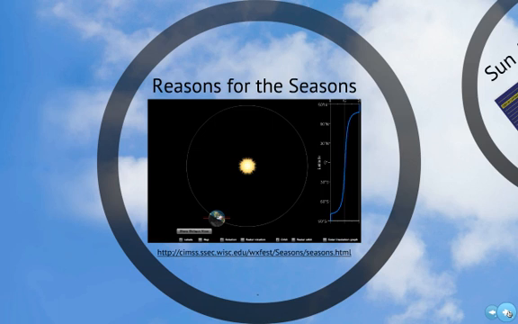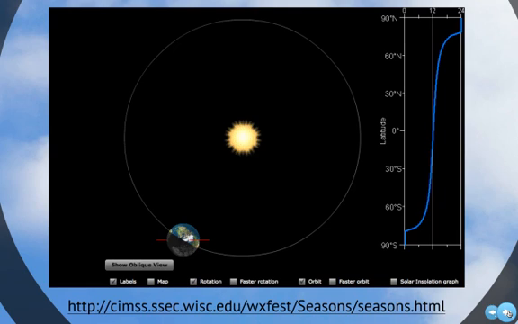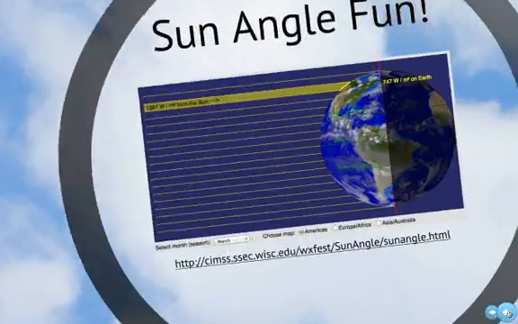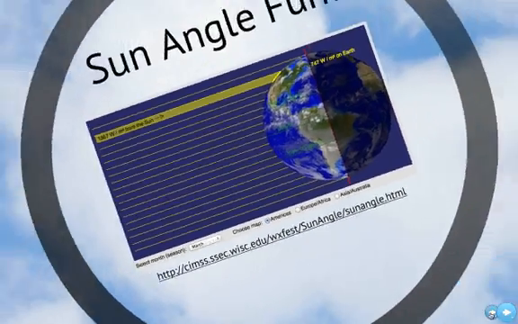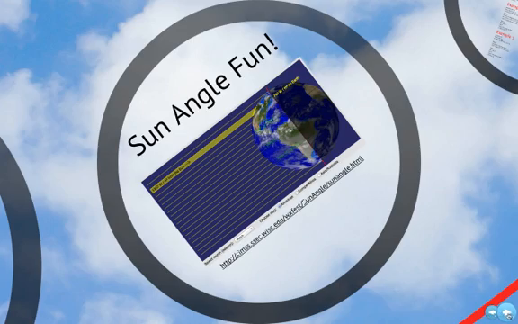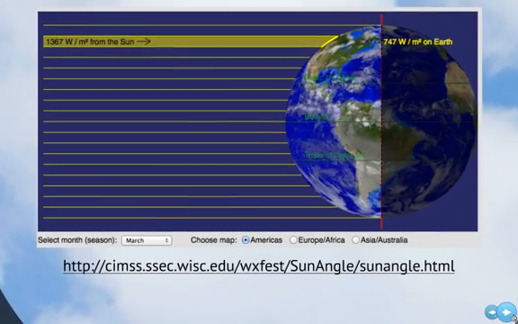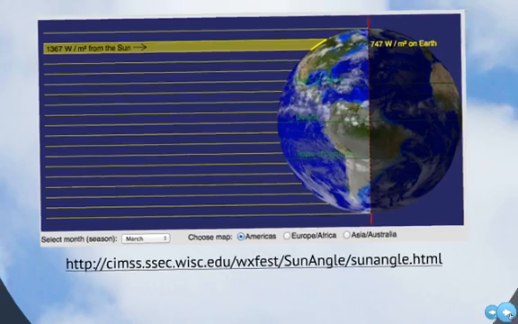First, you'll be exploring the reasons for the seasons through an interactive online tool. Here you'll be determining the amount of daylight based on Earth's location as well as latitude, or how far north or south you are from the equator. Next, you'll have a little bit of fun with sun angles, and with this tool you will be changing the seasons and determining how sun angle influences the amount of solar radiation a location receives.